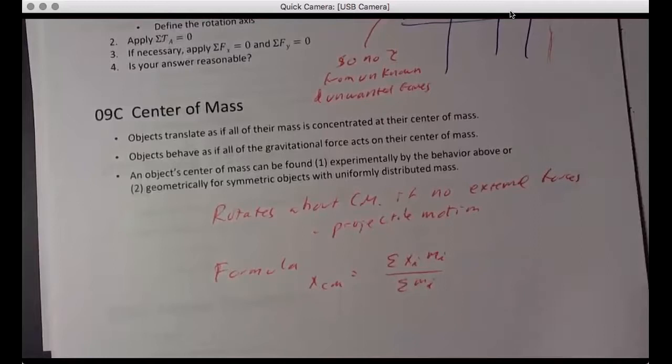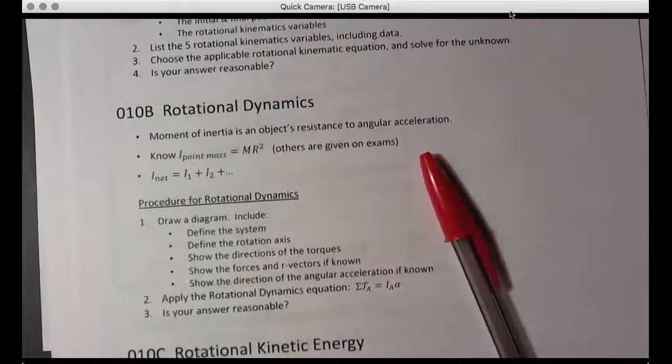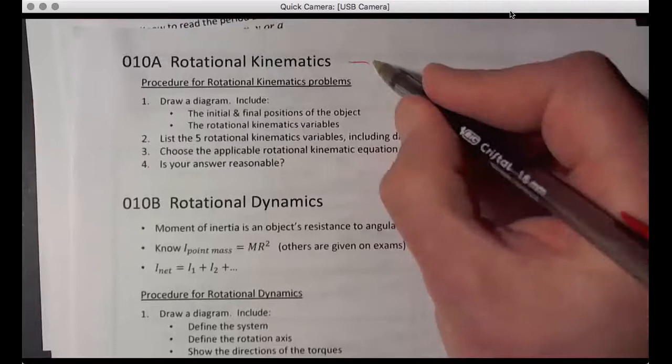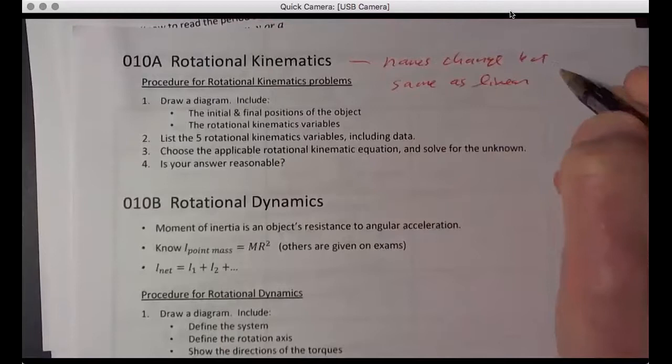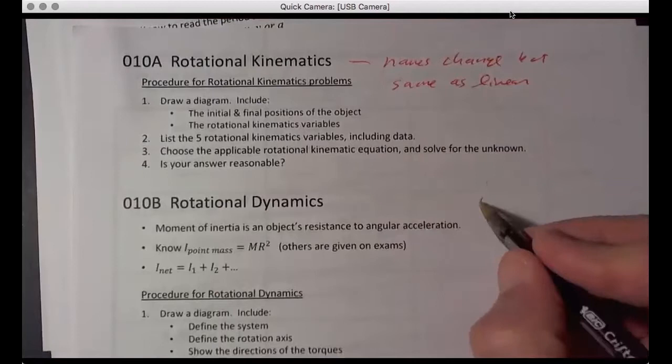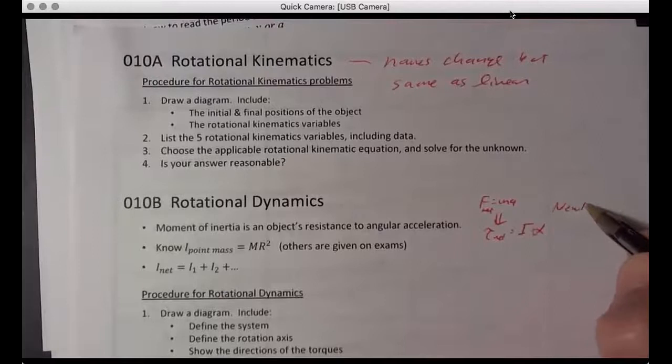Rotational dynamics. First, rotational kinematics. Names change. Again, as I told you before, names change, but it's the same as linear in terms of how you solve it. Rotational dynamics: F equals ma, or F net goes to torque net is equal to I alpha, right? Newton number two. You need to get the moment of inertia.